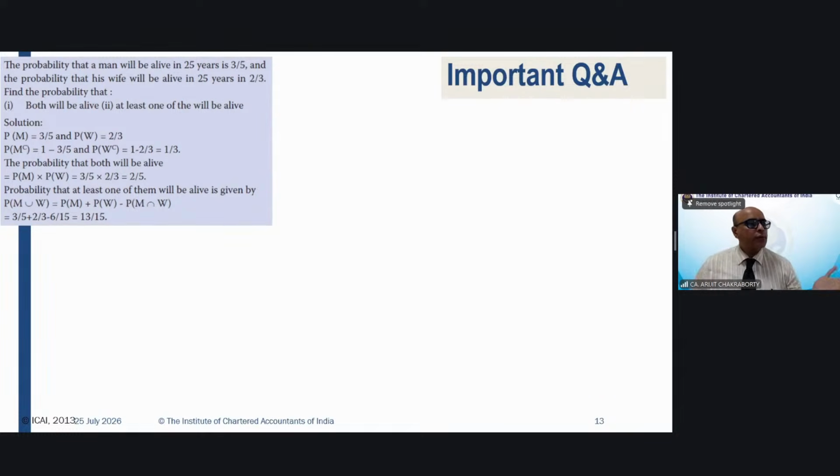Please note, the probability of the man being alive, let us call it P(M), is given by 3 by 5. The probability that the wife is alive in 25 years is given by 2 by 3.